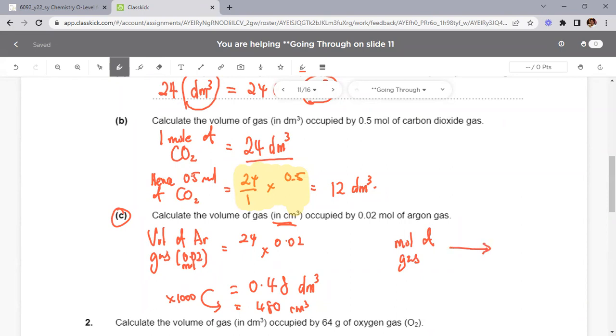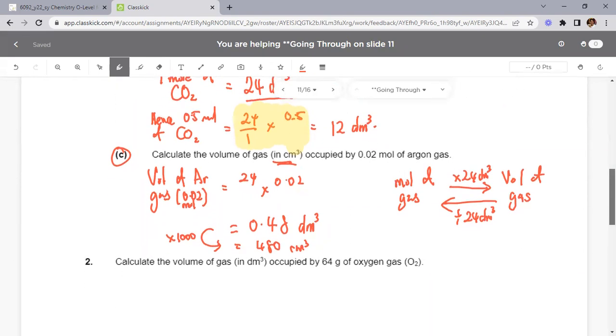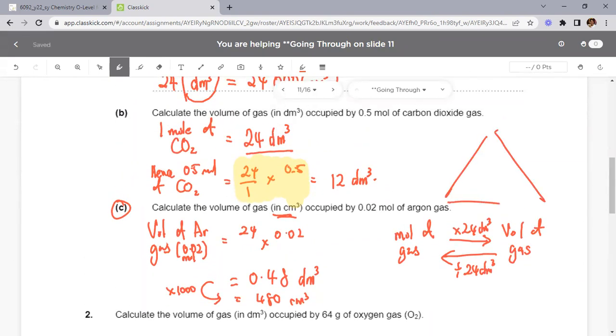How to convert to volume of gas. So mole to volume, you multiply by 24 dm cube. Obviously, to reverse is to divide by 24 dm cube. For those who are more interested in using the triangle, this volume of gas here, this is mole of gas. Take note, this 24 dm cube can only be used for gas. If it's not gas, you cannot use this 24 dm cube.